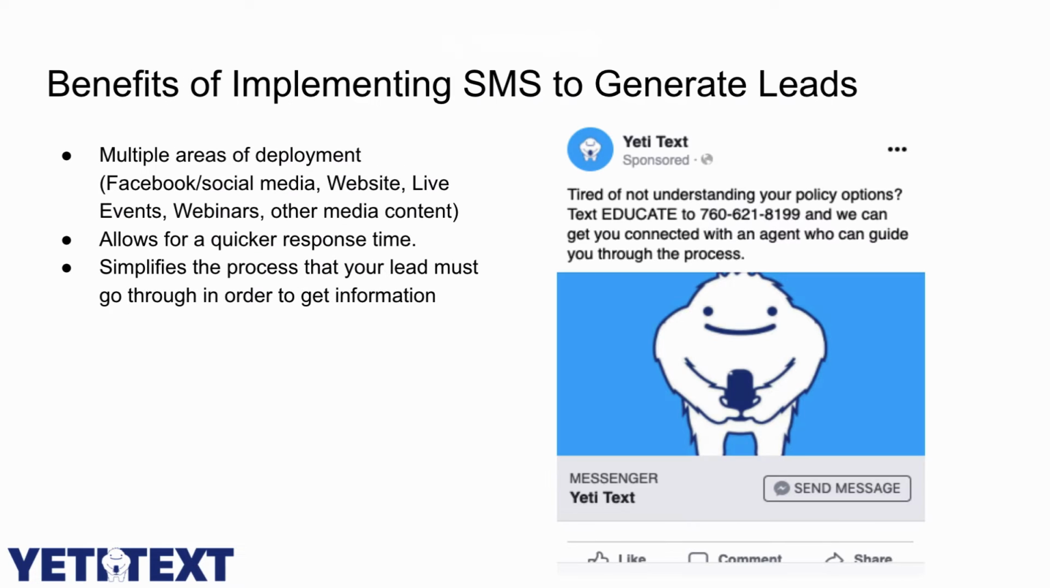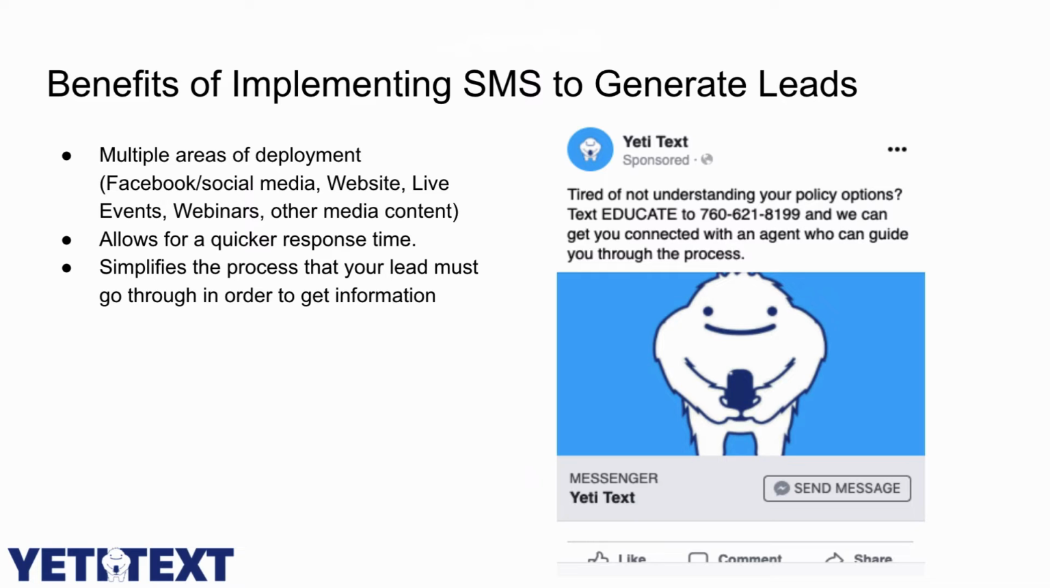Now, one way that you can alleviate some of these challenges is by implementing SMS. Some of those benefits: it gives you multiple areas of deployment. You can do Facebook and all different types of social media, LinkedIn, all that. You can do calls to action through your website, live events, webinars, anything else, any sort of media content. Flyers, for example, can all have a simple call to action with your SMS lead generation on there.